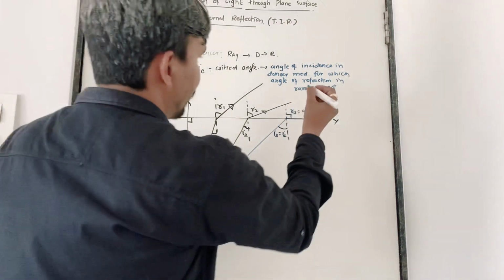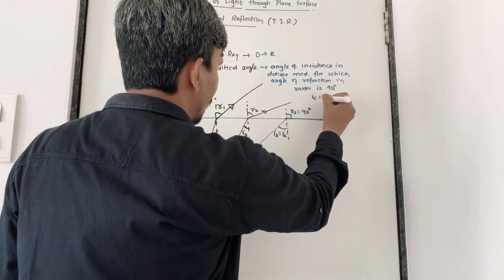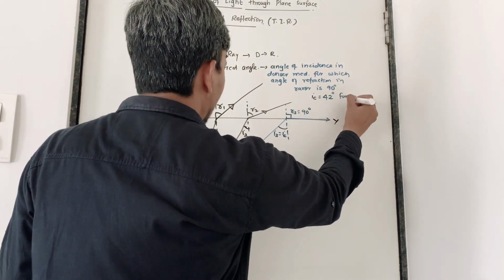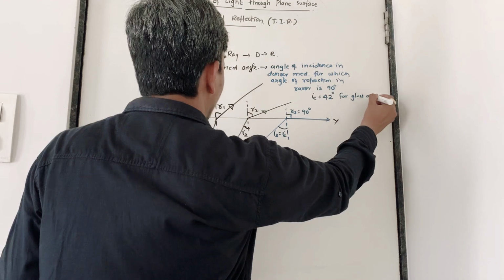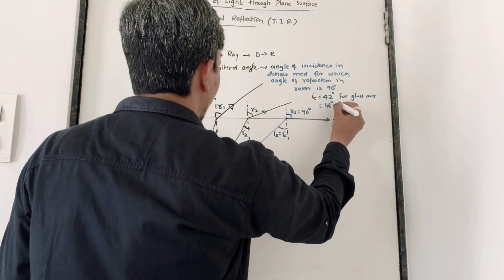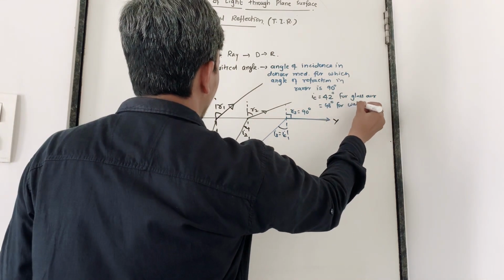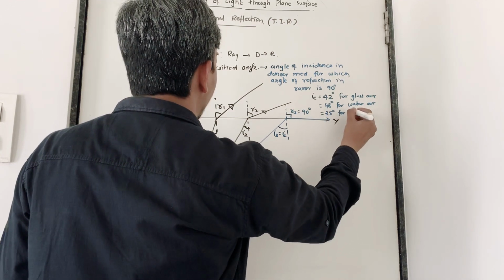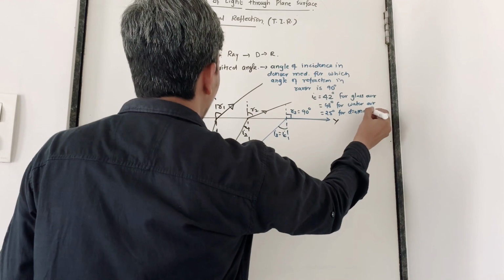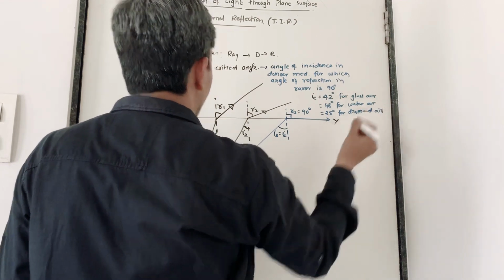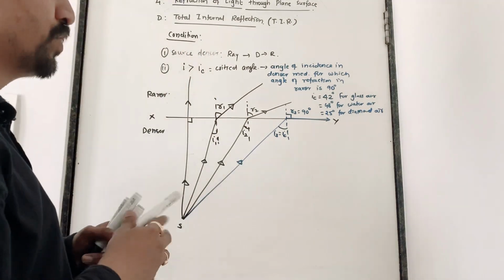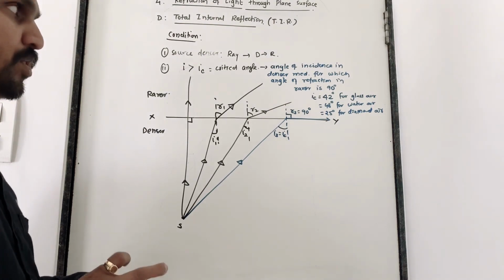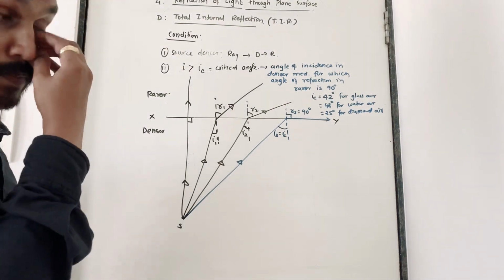I will write here: IC is 42 degrees for the glass-air pair, 48 degrees for water-air, and 25 degrees for diamond-air. So these values are fixed. It is 42 for glass, 48 for water, and for diamond it is 25 degrees.